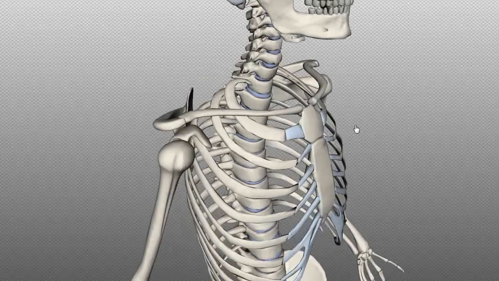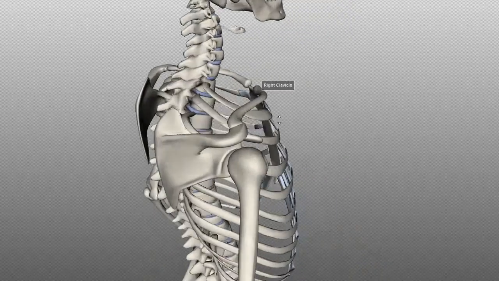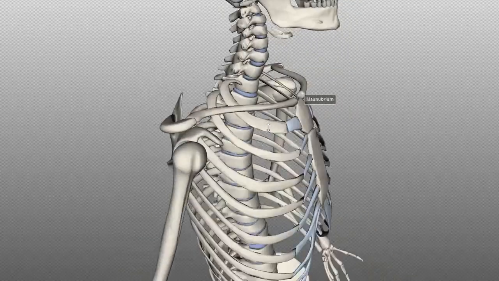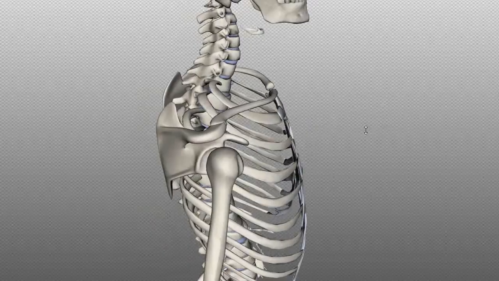Okay, this is a tutorial on the shoulder girdle. So the shoulder girdle consists of the scapula at the back and the clavicle anteriorly. The shoulder girdle is also referred to as the pectoral girdle, and together with the proximal part of the humerus, it makes up the bony framework of the shoulder. In this tutorial I'll talk about some aspects of the shoulder girdle, so the clavicle and the scapula.